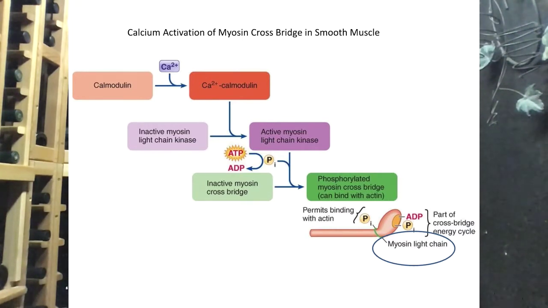Okay, these are actual chains of proteins that are attached to the heads of myosin molecules near that neck region, and they're light in weight. So that's why they're called myosin light chains. Okay, they are found in skeletal muscle, but they're not very important. But in smooth muscle, this is what regulates the cross-bridge cycling.